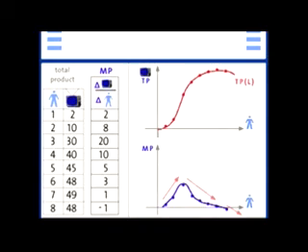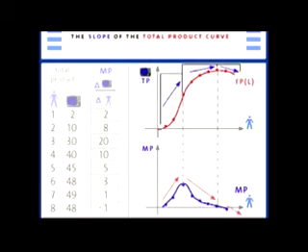Now, the marginal product curve shows me the slope of the total product curve at every point. And by connecting the dots, you can see where the curve is convex, the marginal product is increasing. Where the curve is concave, the marginal product is decreasing. And where the curve goes negative, the marginal product is below 0. So this curve represents the slope of this curve at every point.